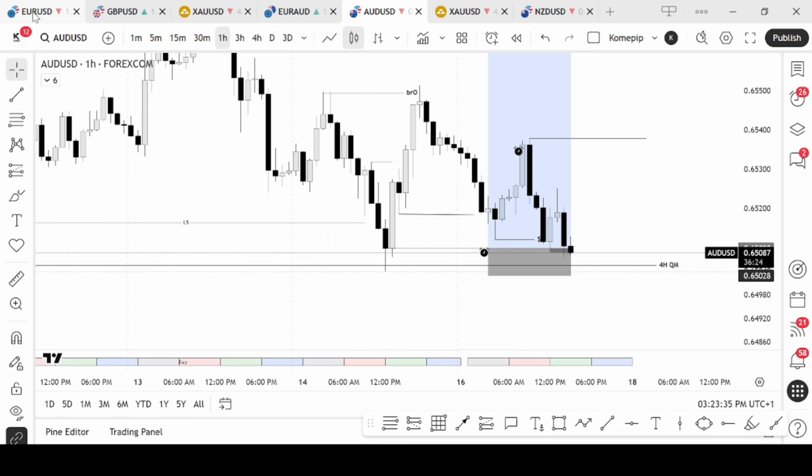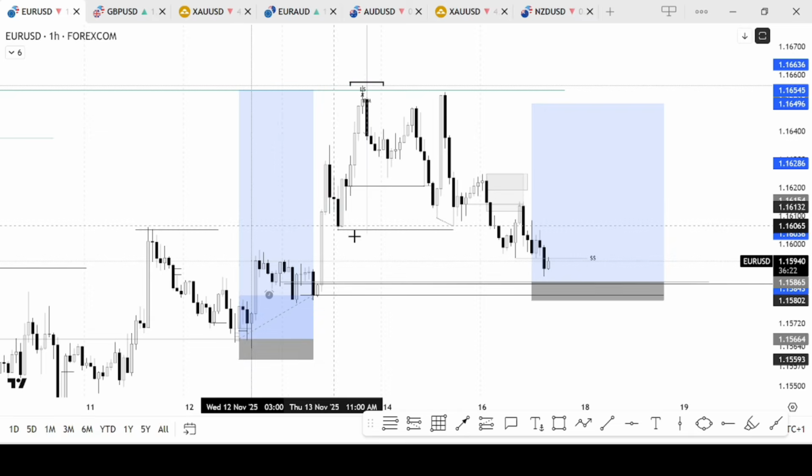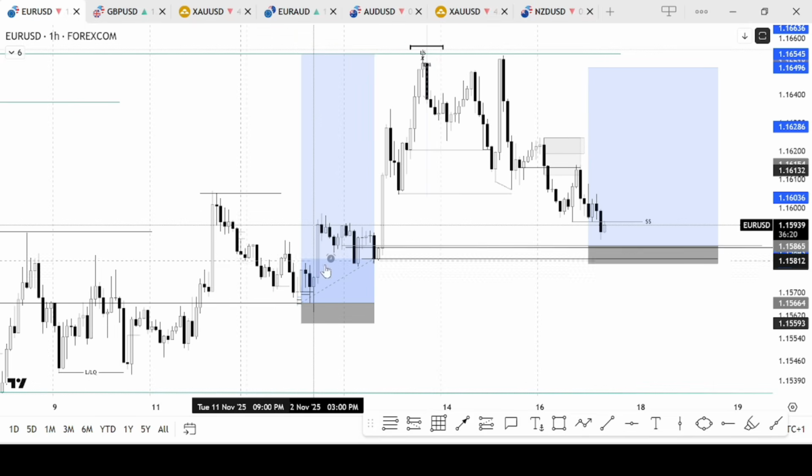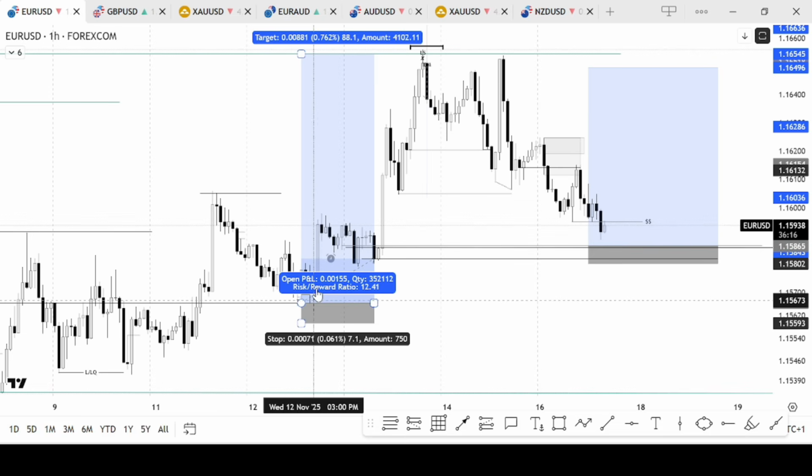Okay, and of course there was another setup I have on here. This is Euro USD. Now you might be wondering how I'm able to catch this huge risk to reward ratio.